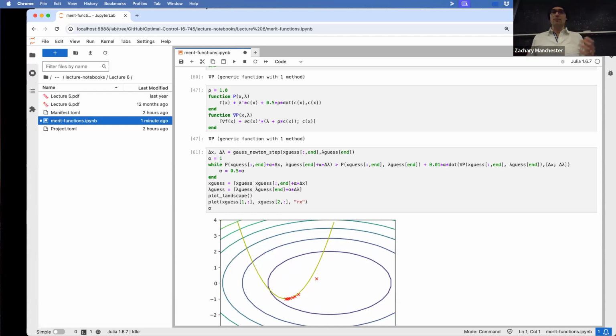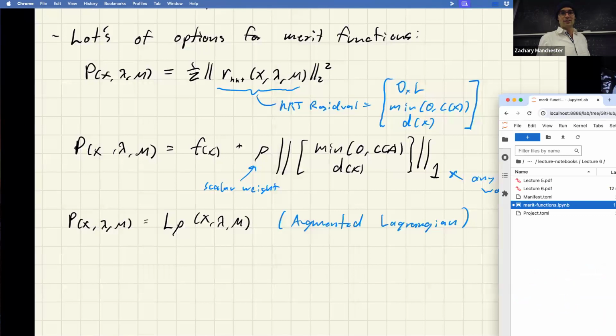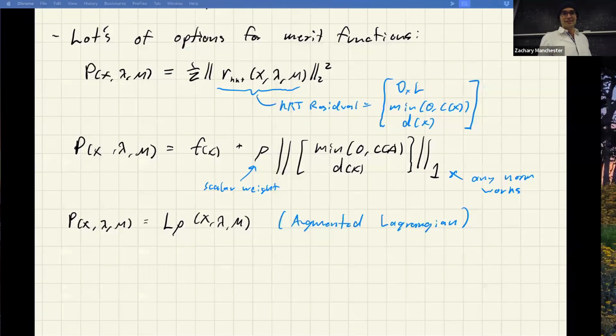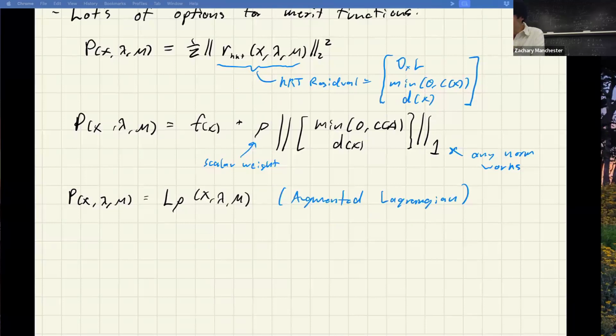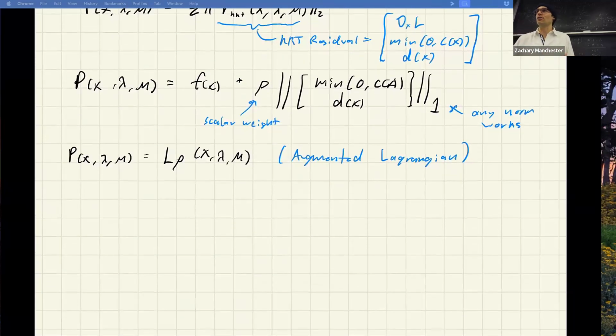Straightforward. Merit functions. All right. With that, we're done with our optimization crash course. Congratulations. You know how to optimize things. And in all seriousness, I think you basically have all the ingredients.